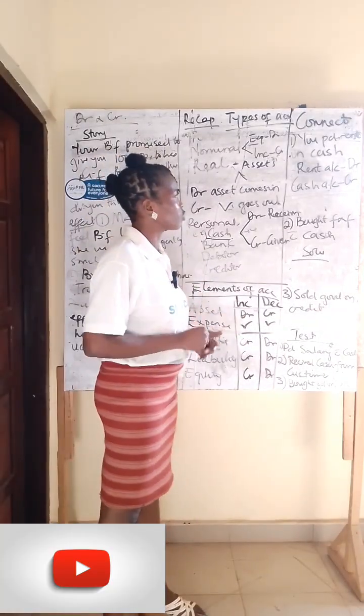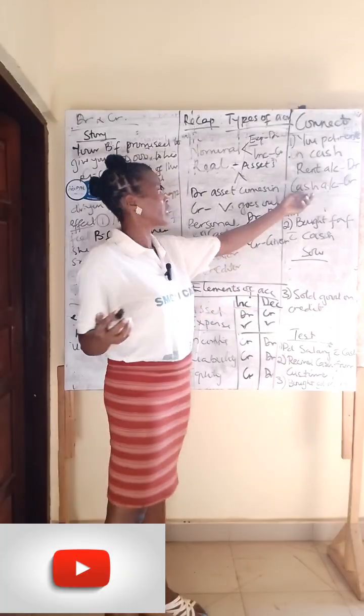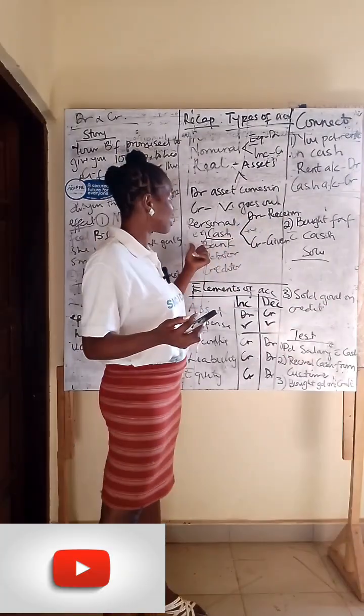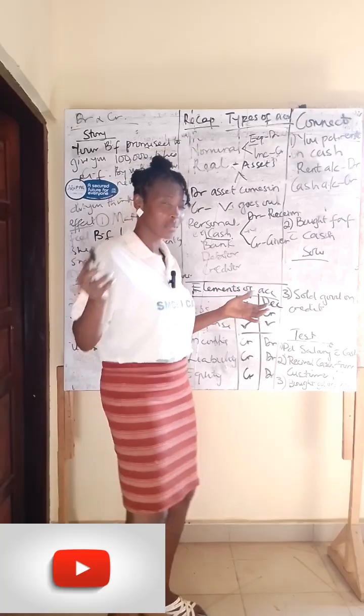That is because rent was an expense. The law says you debit your expense and you credit the giver. Cash account is a personal account. Get what I'm saying?